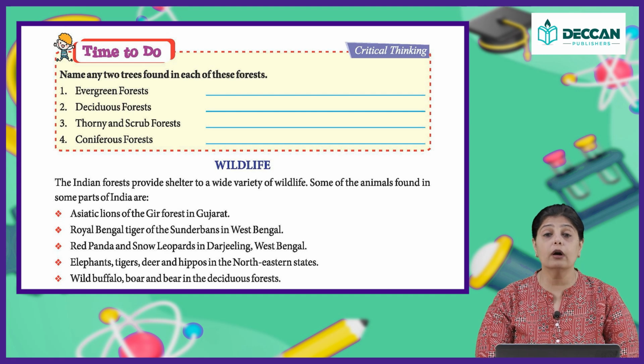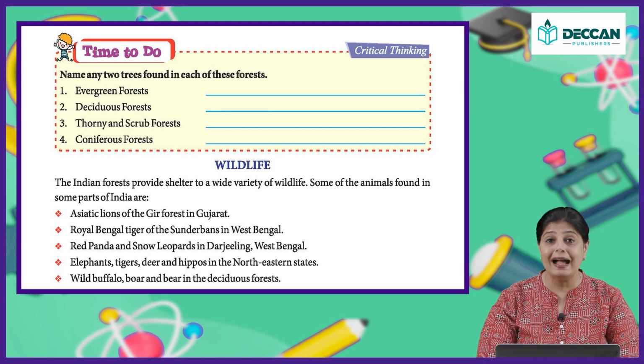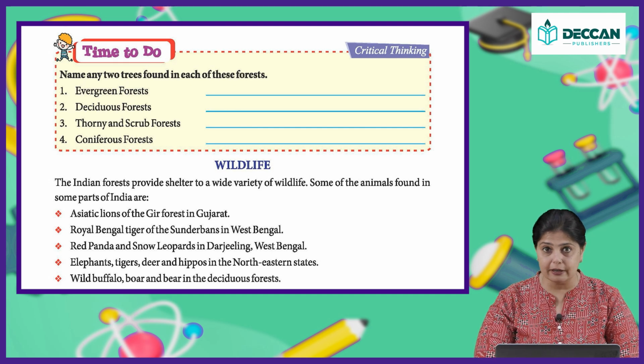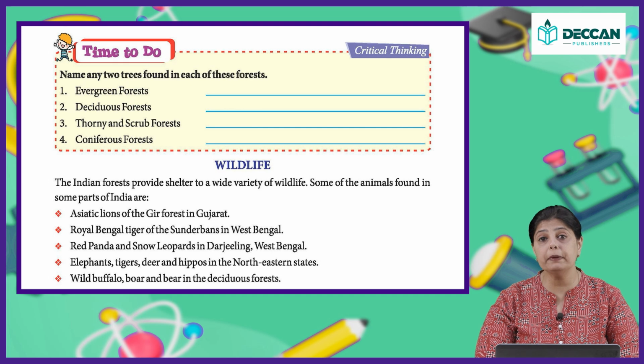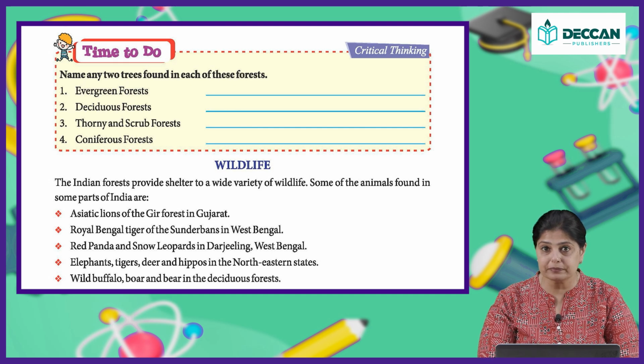Some of these areas are really very famous because of the type of animal species that they have. For example, Gir forest is famous because it has a large number of lions there. And there are so many people who go and visit these forest areas or sanctuaries to see these wild animals right in front of them.